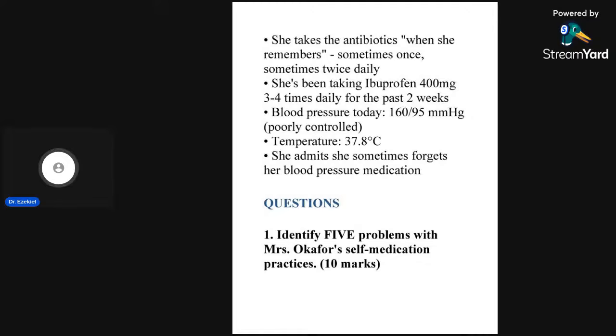So identify 5 problems with Miss Okafor's self-medication practice. Who can tell me one problem that you can find here? Just write your name and the problem you can identify. Hurry up, please.